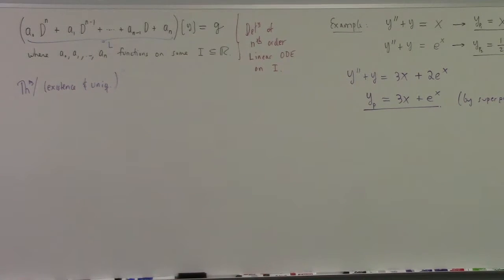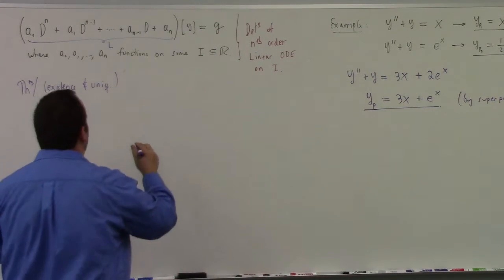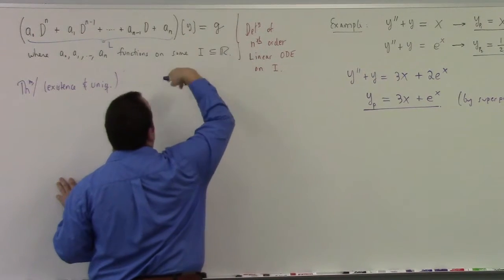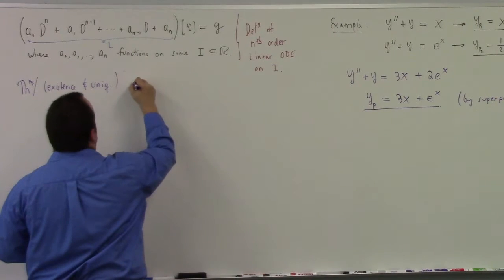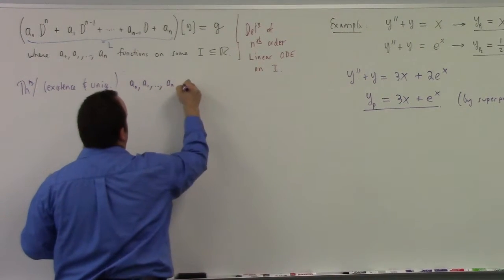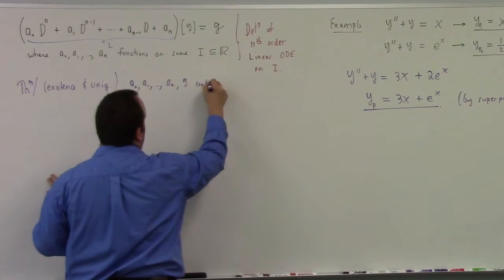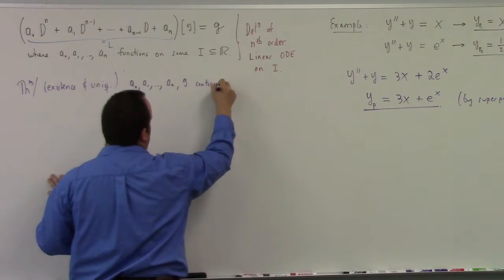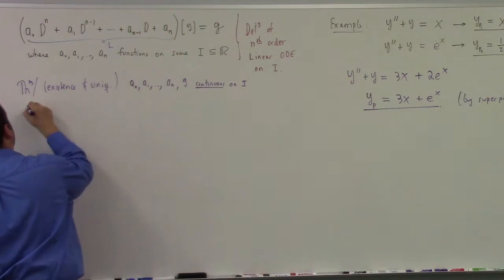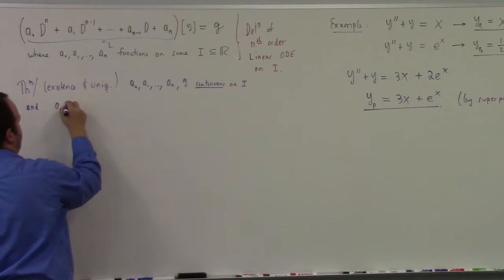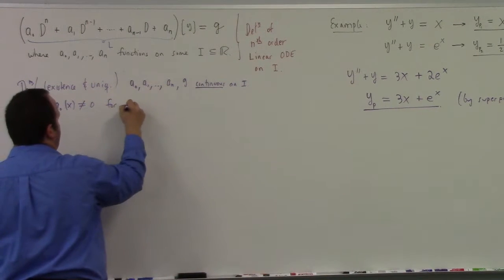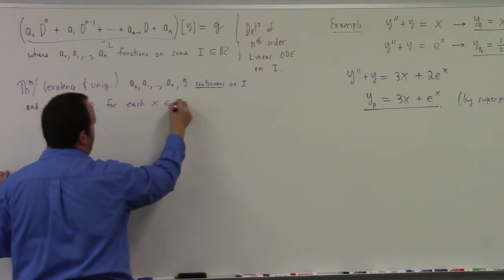We suppose that we have continuous. If you don't mind, I had an F here instead of a G. I'm going to just adapt the theorem a little bit. So let's suppose we have A0, A1, ..., AN, and G continuous. You guys know what continuous means, right? Okay, so continuous on I, and A sub naught of x is not equal to 0 for each point in the interval.